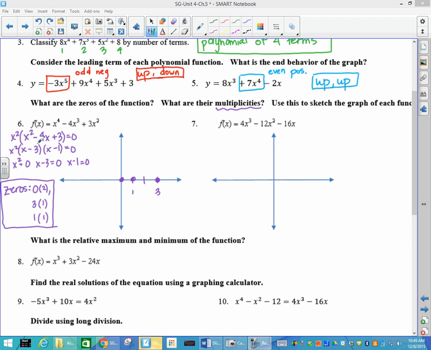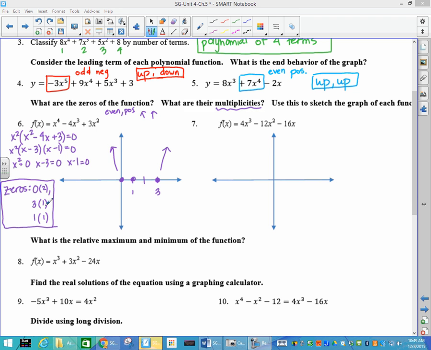Okay, now the other thing that we had to figure out before, we got to know where it starts. So we're looking for the end behavior. So I have a 4th degree. If it's 4th degree and it's positive, even positive means that it goes up and up. So it's looking like that. So I know that this one is going to go up, and I know that this one is going to go up.